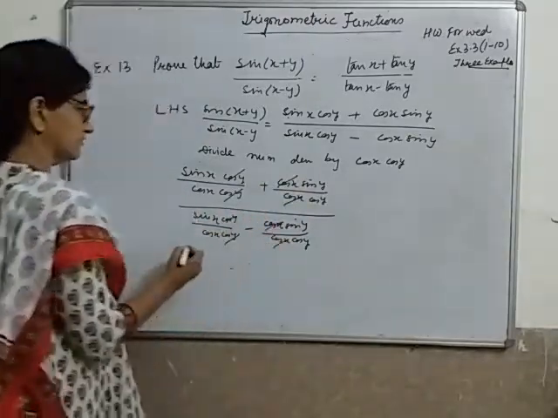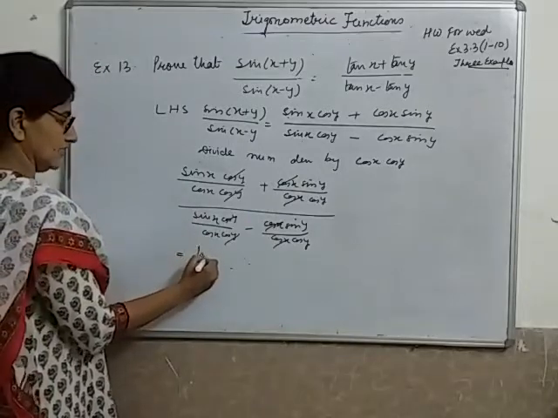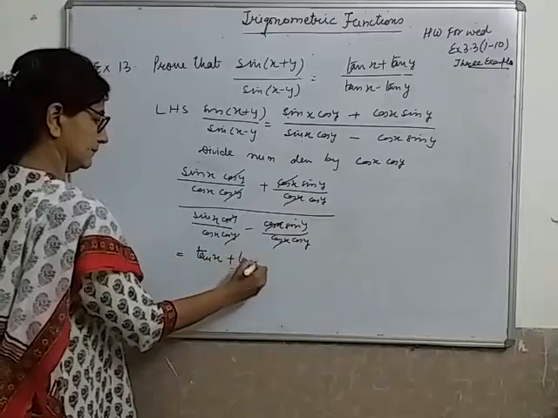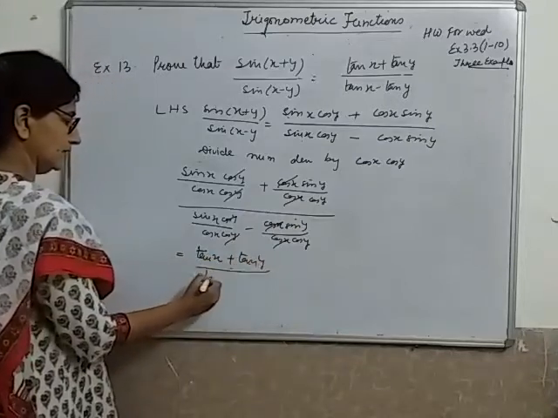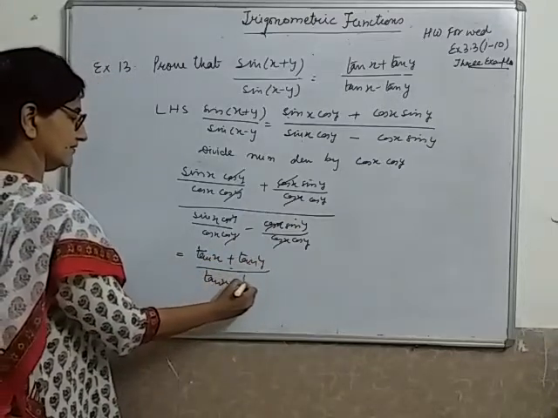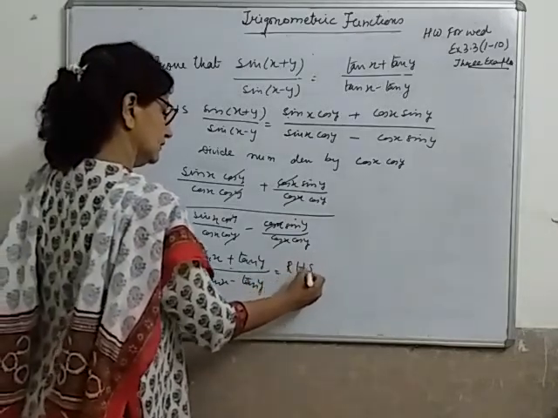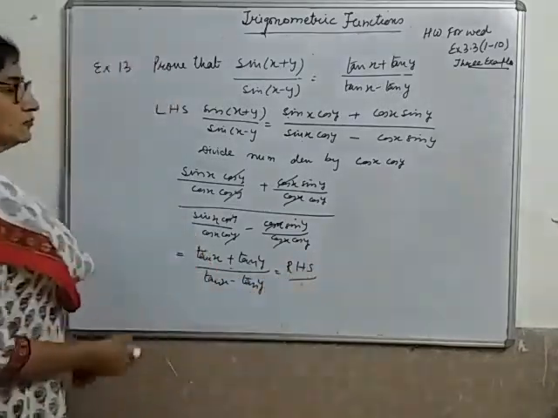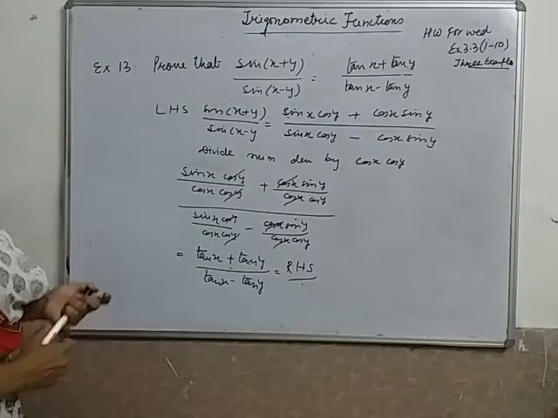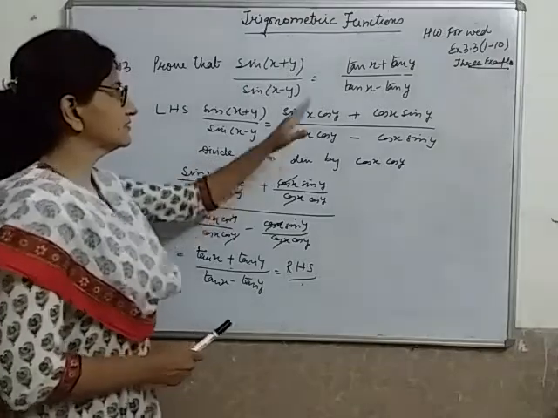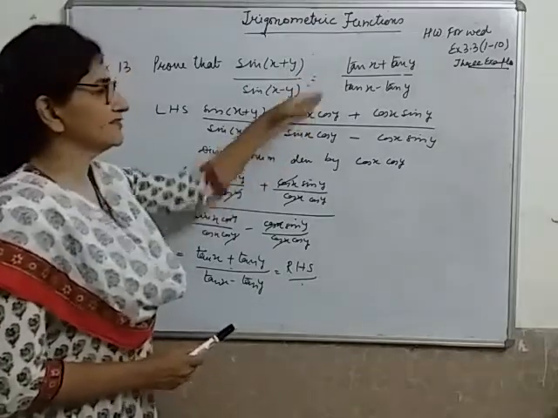So what am I left with? Tangent x plus tangent y upon tangent x minus tangent y. This is exactly what we wanted. This is what we wanted, right? So this is how we should think at the time. It was a very simple question. Just this one small manipulation. That also was very clear from the question and the answer.